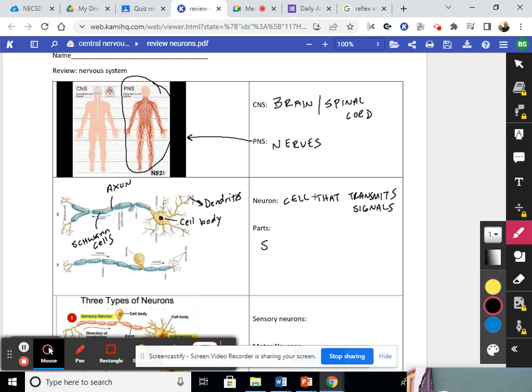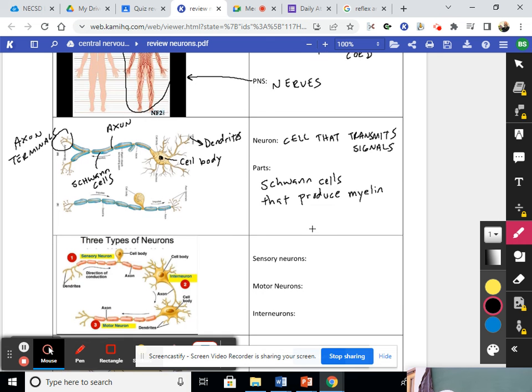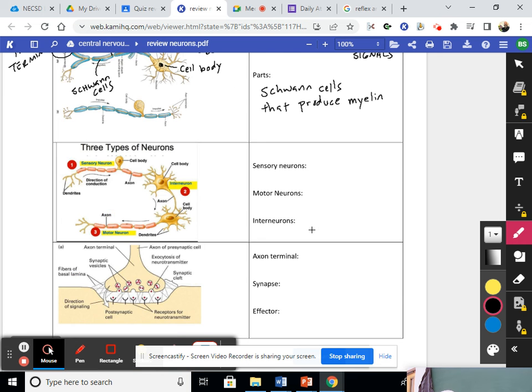And we could make a note over here. We could say it's the Schwann cells that produce myelin. And over here, we got those axon terminals, right? And I think that's pretty good.